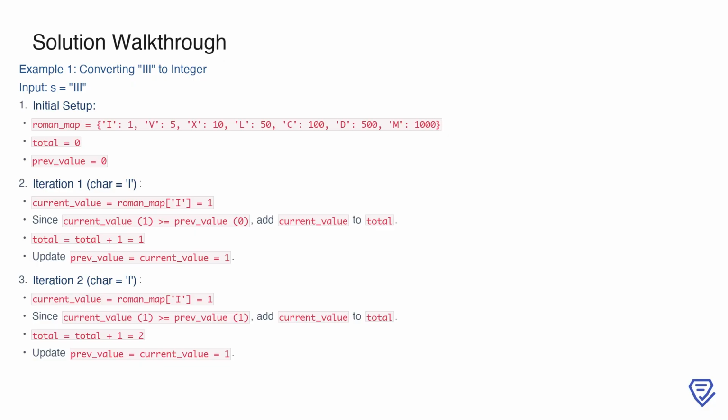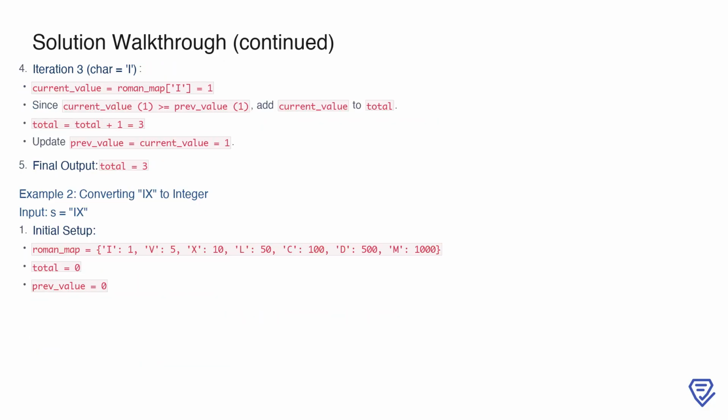In the second iteration, the character is again I, and its value is still 1. As before, since the current value is equal to the previous value, we add it to total, bringing the total to 2. We update prev_value to 1 once more. In the third and final iteration for this example, the character is again I, and its value remains 1. Since the current value is still greater than or equal to the previous value, we add it to total, resulting in a final total of 3. After completing all iterations, we can confidently say that the integer representation of 3 is 3.